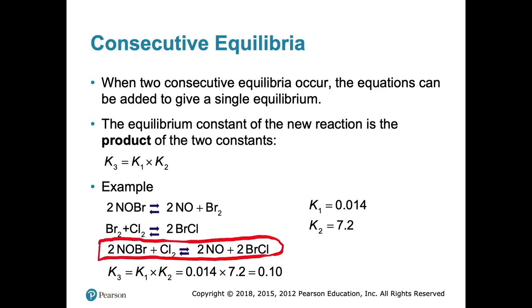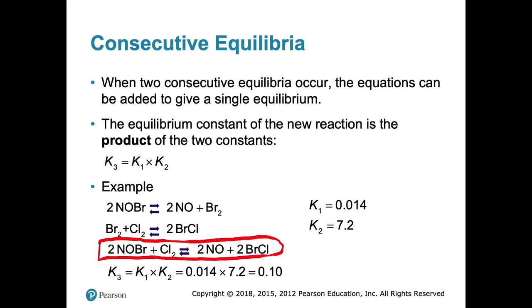Okay, that's the overall general reaction. The first step of the reaction is this part where NOBr becomes NO and Br2, and its equilibrium constant here is 0.014. Then after that, you can take a Br2 and add it to chlorine to get yourself BrCl, and its equilibrium constant is 7.2.